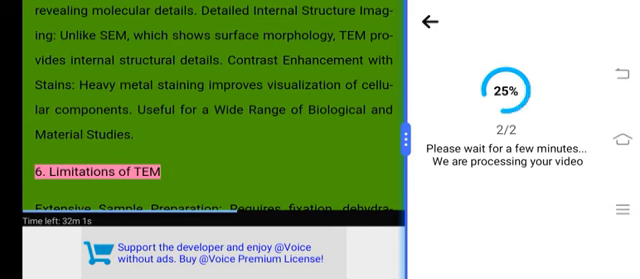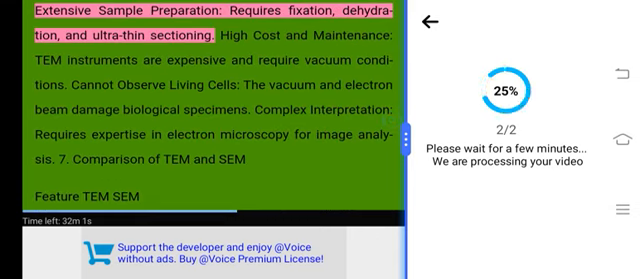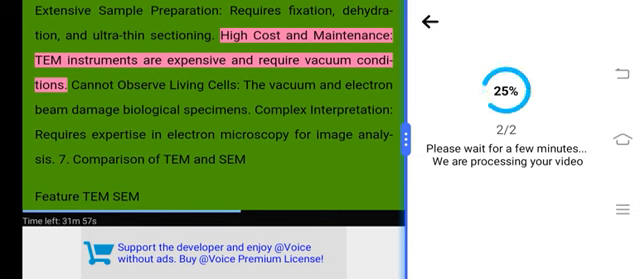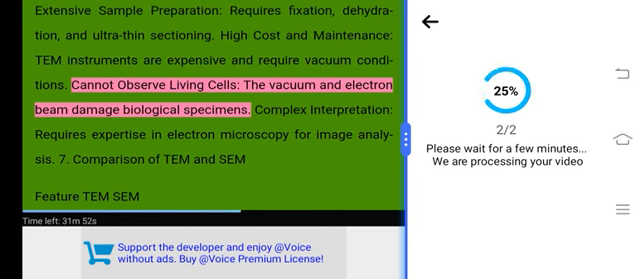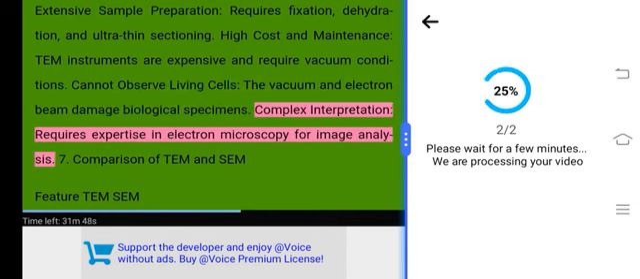6. Limitations of TEM. Extensive sample preparation, requires fixation, dehydration, and ultra-thin sectioning. High cost and maintenance. TEM instruments are expensive and require vacuum conditions. Cannot observe living cells. The vacuum and electron beam damage biological specimens. Complex interpretation, requires expertise in electron microscopy for image analysis.